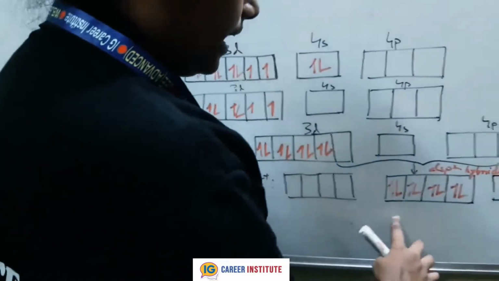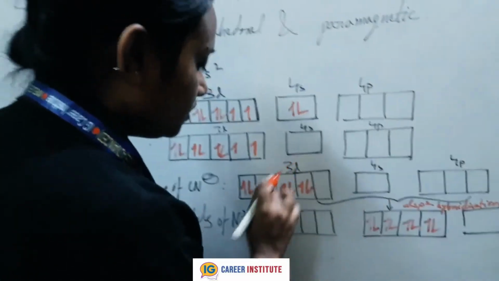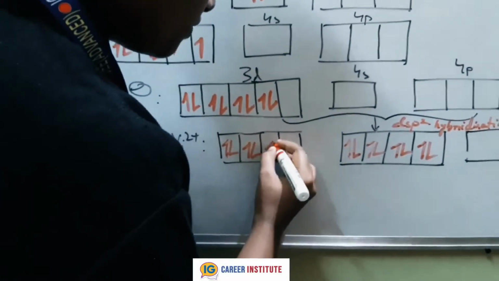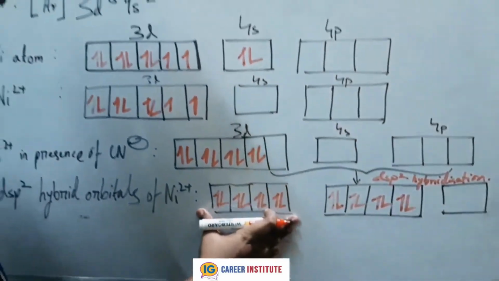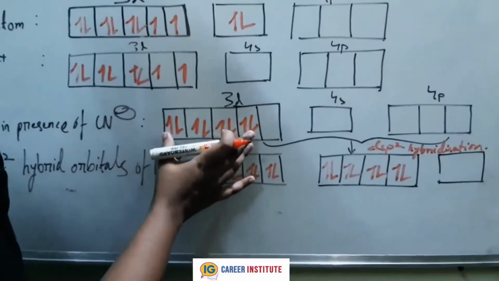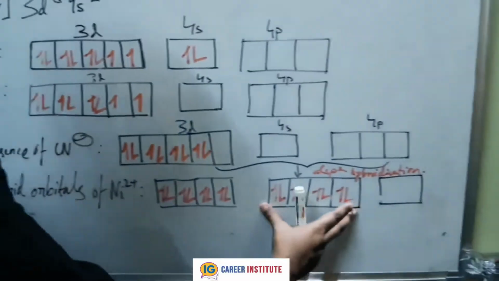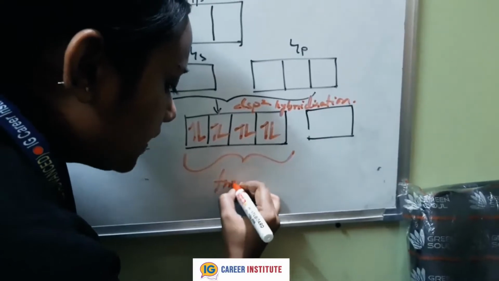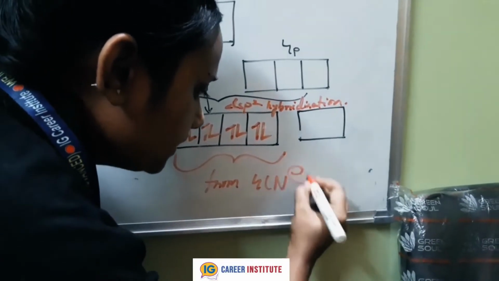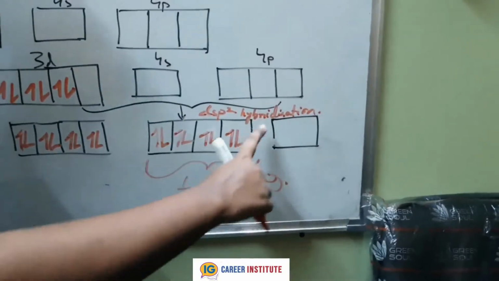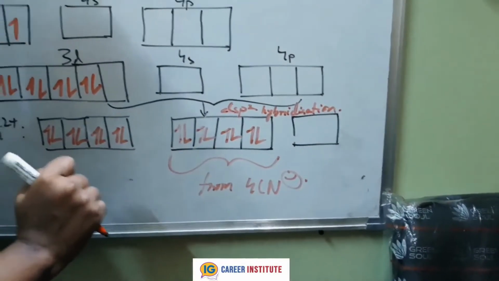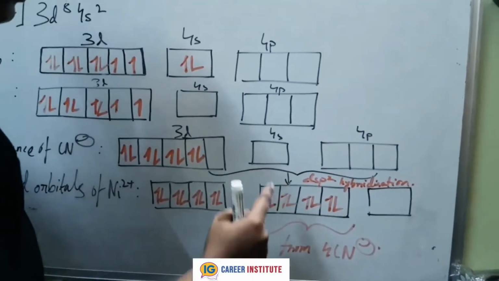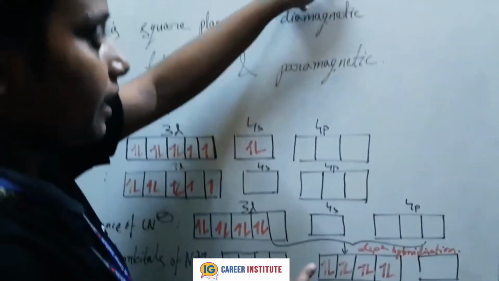So see, at the end of this configuration, these electrons are not hampered at all. They will remain as they are. The 4 pairs of electrons in the d orbital will remain as they are, and these are the 4 pairs of electrons coming from the 4 CN minus ions. So at the end, what is the resulting configuration? The resulting configuration is that all the electrons are paired. So we know the criteria for determining paramagnetic and diamagnetic.